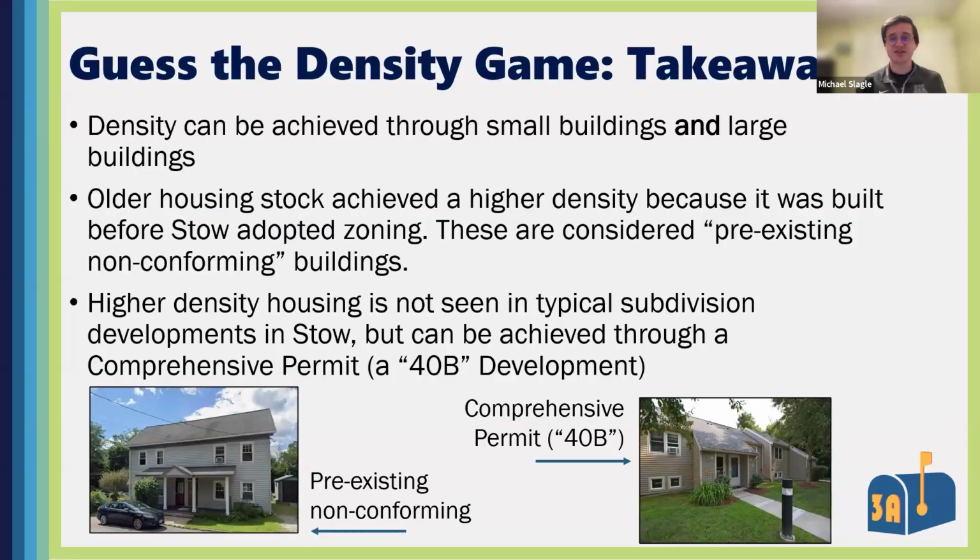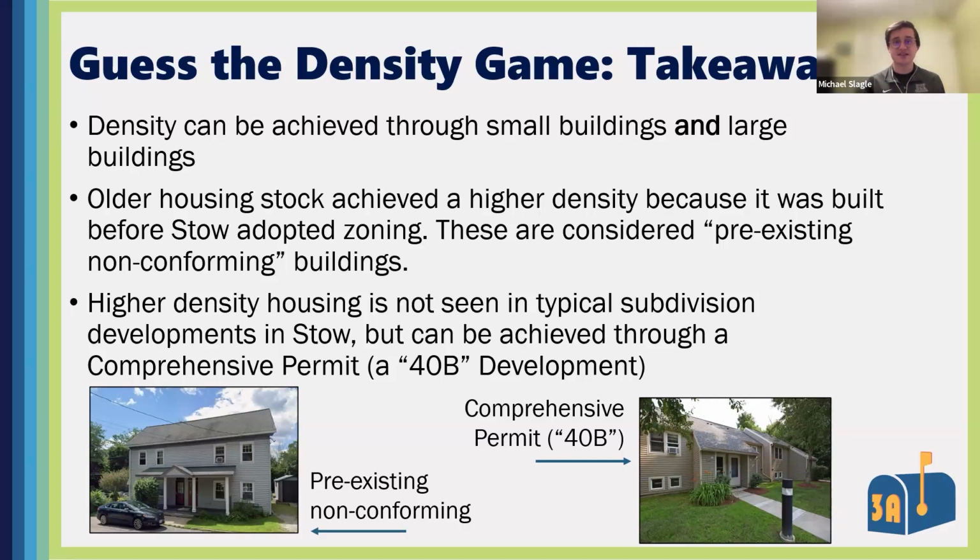The purpose of this activity was to break up the presentation a little bit and get you interacting. But it also is to show that density can be achieved in multiple different ways. Some of the big buildings that we think are really dense actually don't have the density that we think they do, or some of these small buildings in Stow actually have a much higher density. A lot of the denser parcels in Stow are from older housing, and a lot of these came before zoning was in place. So these are considered to be pre-existing non-conforming buildings.